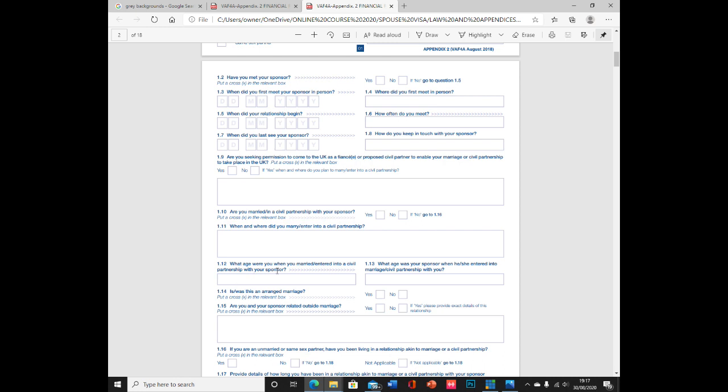Tell them what age you were when you married. So tell them how old you were when you actually did get married. So what age was your sponsor? Here they are asking, actually this is the applicant who is completing, so this must be in the applicant's language. So the applicant's age, and then here you will need to mention the sponsor's age. For example, your British sponsor or spouse, the person who is sponsoring your application.